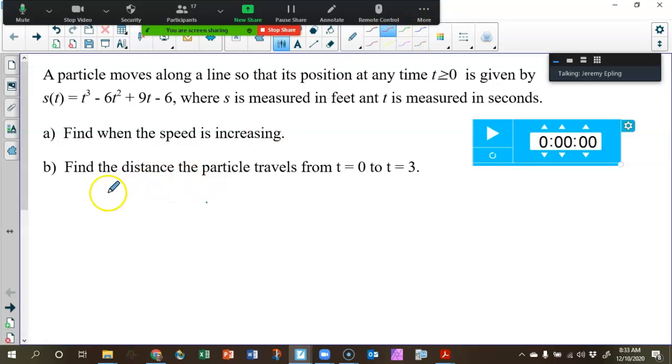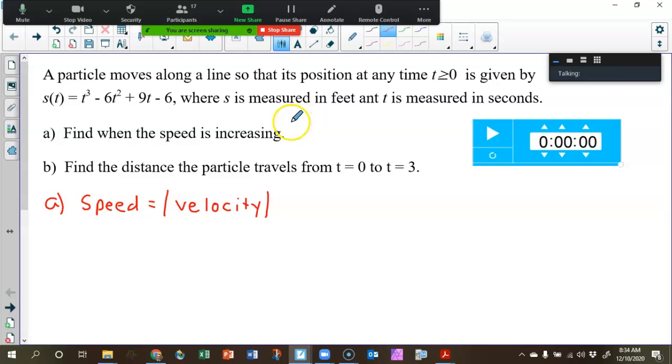Now, as I mentioned when you started, this is an AP free response kind of question. This is exactly the types of things you're going to see on your exam next week. So part A, we've got: when is the speed increasing? So we need to remember what we know about speed. Speed is the magnitude of velocity, the length of the velocity vector.